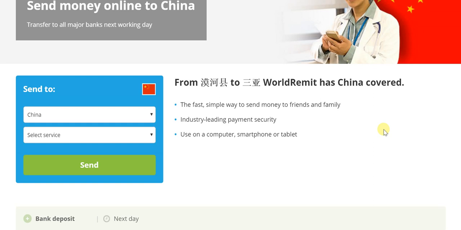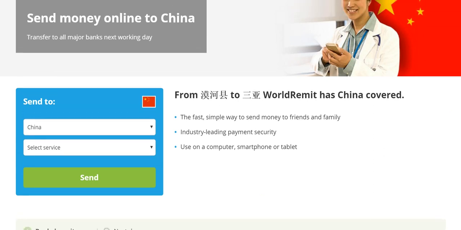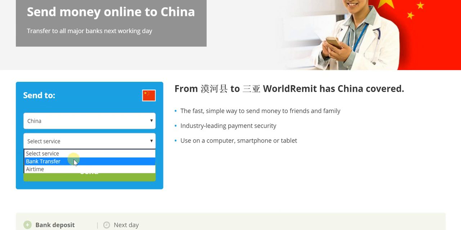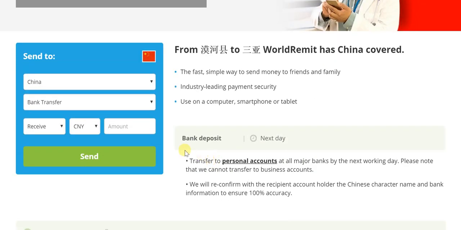Further, it is also extremely flexible, whereby irrespective of whether you're using a computer or a smartphone or a tablet, it does not matter at all. You can use any such device and send money with equal ease. Now, in this particular instance, let's choose bank transfer and see how things go.